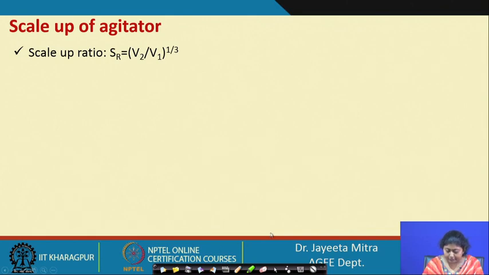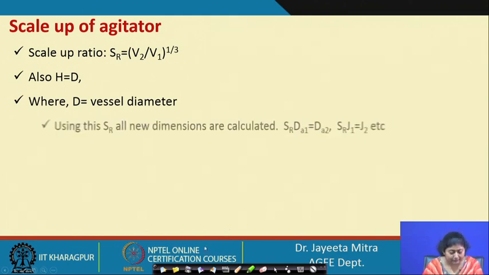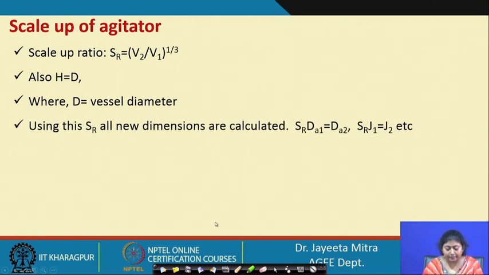So, the scale up ratio, SR, is equal to (V2 by V1) to the power 1 by 3, and H equal to D. H is the liquid level height inside a tank and D is the vessel diameter. Using this SR, all new dimensions are calculated. If we maintain this factor, we will upscale or downscale accordingly. So, SR into dA1 will be dA2, SR into J1 will be J2, etc.